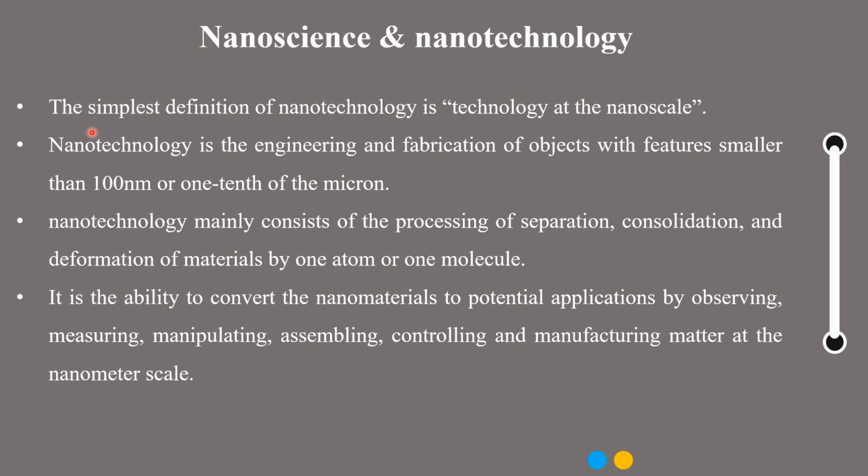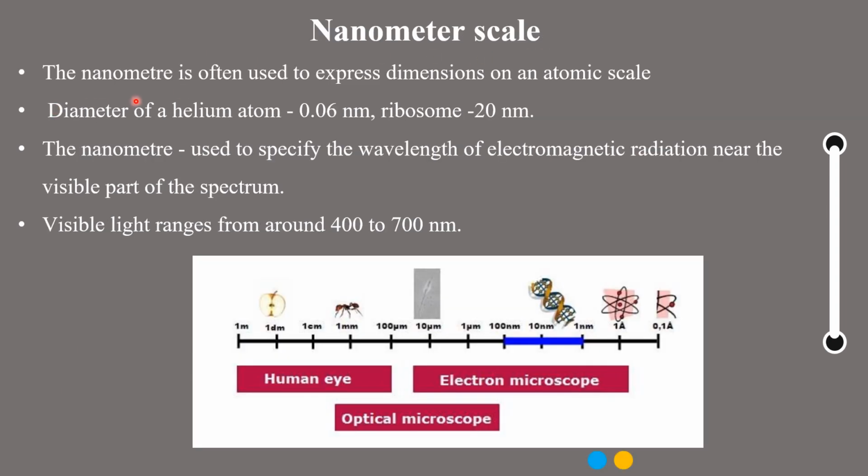Nanoscience and technology. The simplest definition of nanotechnology is technology at the nanoscale. Nanotechnology is the engineering and fabrication of objects with features smaller than 100 nanometer or 1/10 of the micron. Nanotechnology mainly consists of the processing of separation, consolidation, and deformation of materials by one atom or one molecule. It is the ability to convert the nanomaterials to potential application by observing, measuring, manipulating, assembling, controlling, and manufacturing matter at the nanoscale.